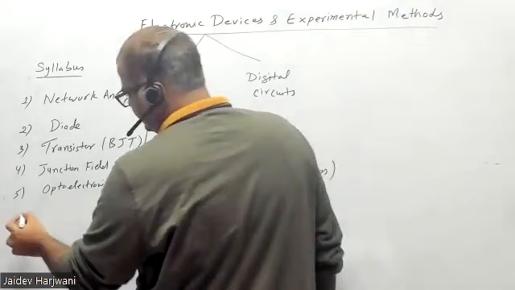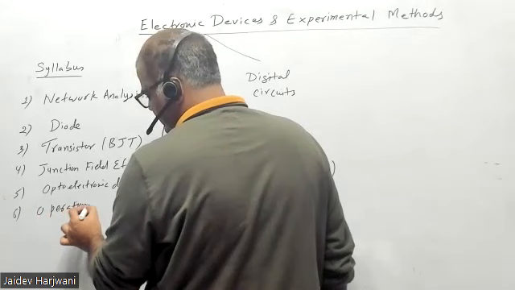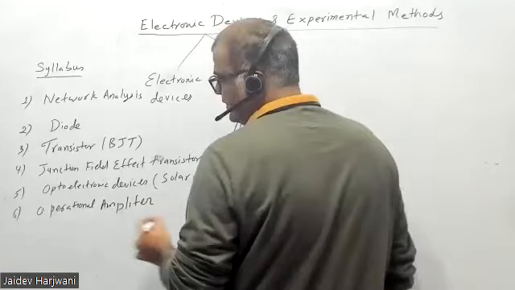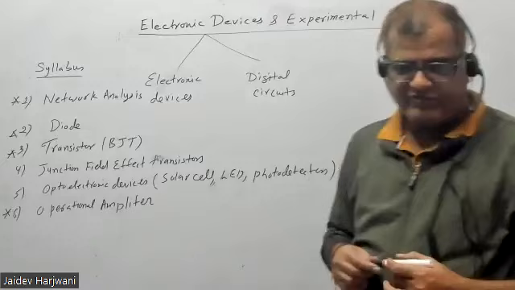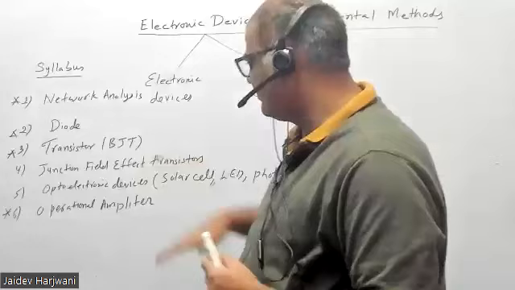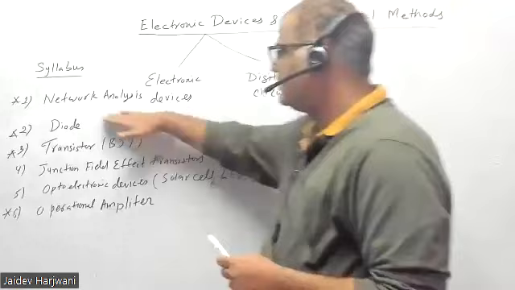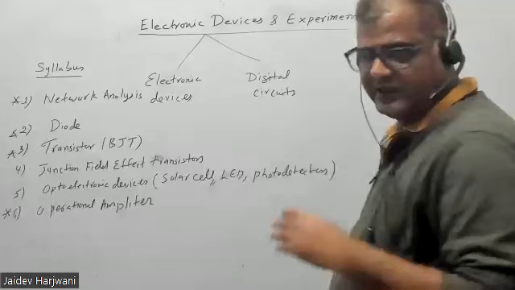And then last is your operational amplifier. So these are 1, 2, 3, and 4. Most of your exam questions are coming from these four topics. So first we'll mainly focus on these topics, and then at the end we'll see the junction field effect transistor and optoelectronic devices. We'll start today with network analysis because this is the fundamental skill you require to deal with any electronics circuit syllabus.